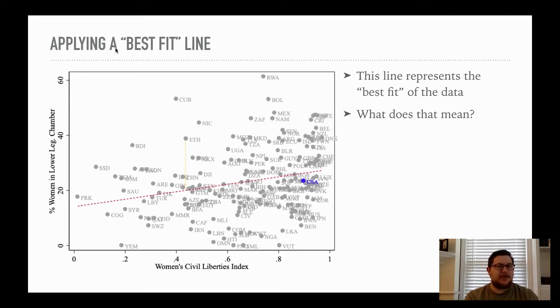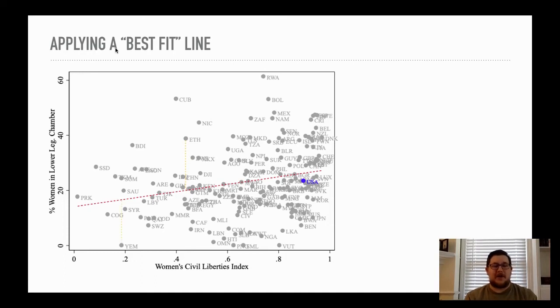If a line is a prediction, any country that has a Women's Civil Liberties Index value of 0.42, as Ethiopia does, we would expect to have around 20% women in its lower chamber. But in fact, Ethiopia is about double that. So we didn't get that one very right in our prediction.